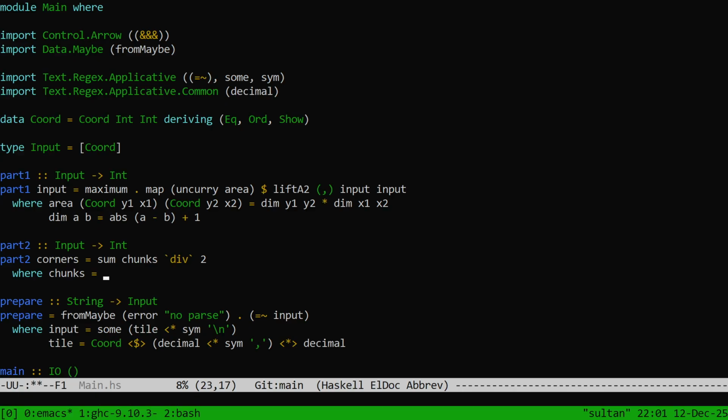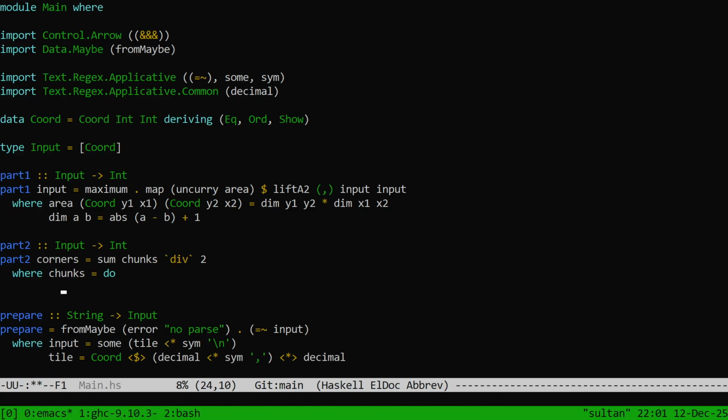Chunks is, do, y is from length corner, 1 to length corner. Maybe I will do it 1 indexed. Why not?